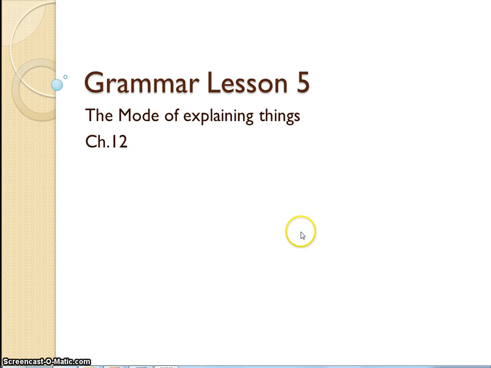Okay, this is grammar lesson number 5, the mode of explaining things. This is the last grammar lesson we'll be covering for chapter 12 in our book, the orange book, and then we'll be moving on to the other new book right after this. So here we go.